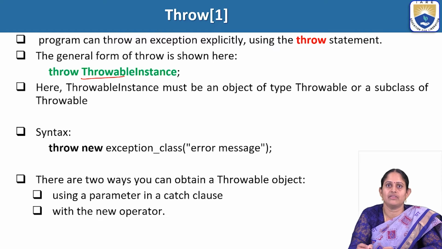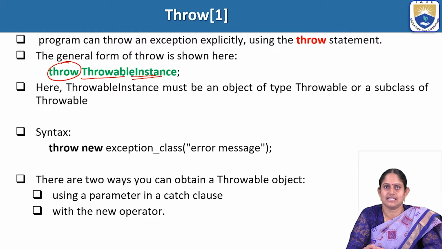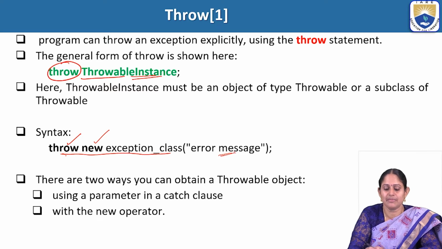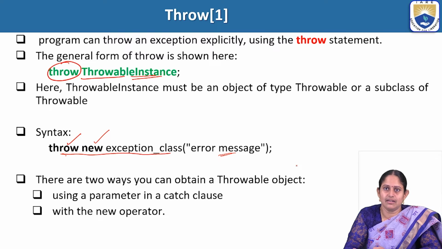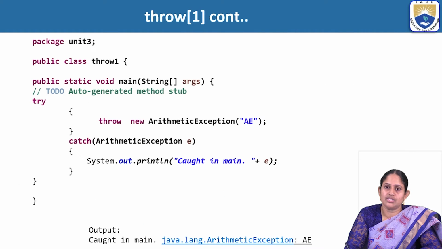So the general form of the throw keyword is: the keyword throw and some throwable instance, an object of the Throwable class. Generally we do it like this: throw keyword, new keyword, and some exception class with some error message. We may give our own error message, or it may display whatever error message is described. We can obtain the throwable object by using a parameter in the catch clause or by using the new operator. Now let's look into an example.